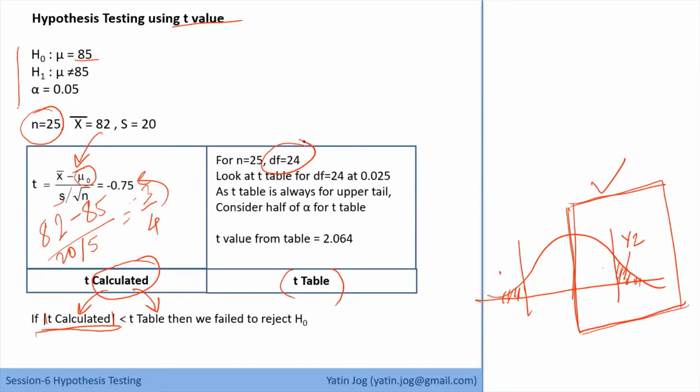Yes, sir, here the column indicates 0.25. So it's indicating the row of 24 and the column of 0.25, the value is 0.684. No, the column of 0.025. Okay, 2.06. Yes, 2.06. Okay.